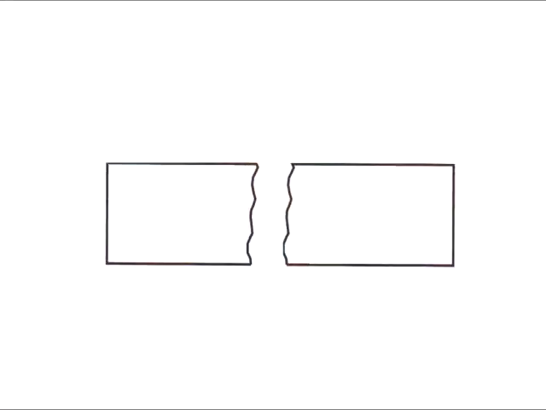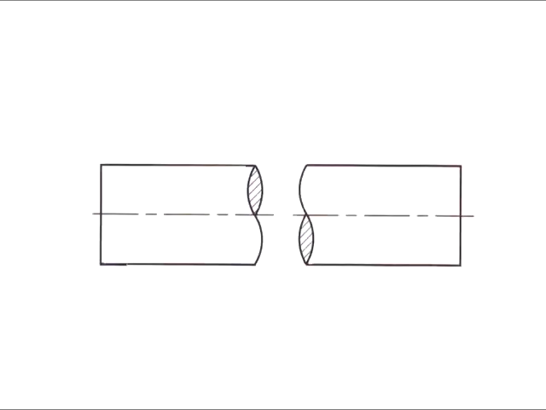Here's an example of a type of break line that's used on most any shape, but that's generally reserved for short breaks. And here's a way of showing a short break on a cylindrical part. And here's the type of line that's generally used on long breaks.